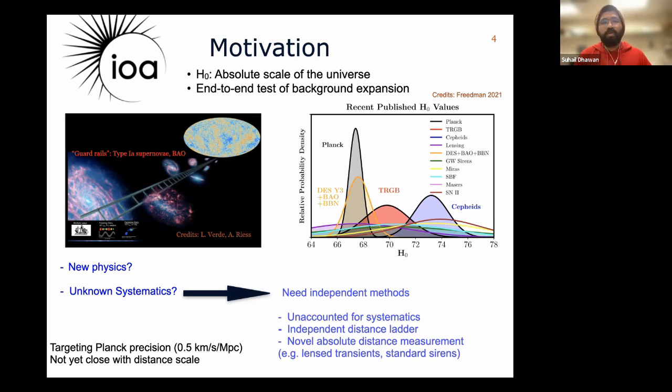But also what is important is to have completely independent measurements of the absolute distance scales. This can be either through lens transients, which I'll be mentioning in the context of strongly lensed supernovae, as well as other probes like standard sirens or megamasers, which are measuring distances that can be completely independent of the distance ladder while still having a strong, precise enough estimation.